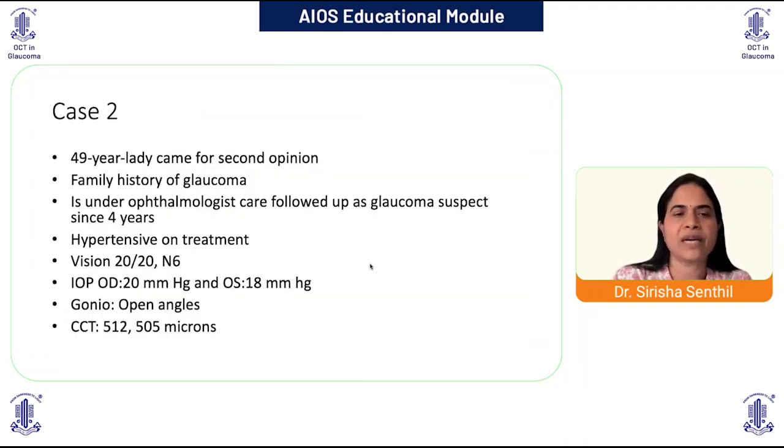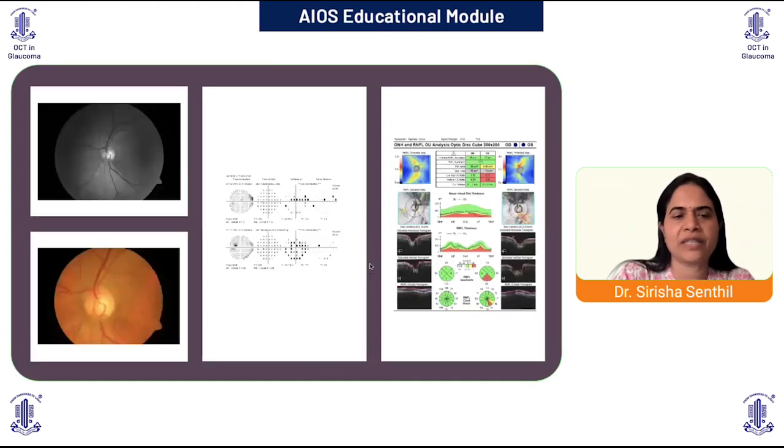Let us go through the other scenarios. A 49-year-old lady came for a second opinion, has a family history of glaucoma. Her brother is my patient as well. He's undergoing evaluation locally as a glaucoma suspect, and she's a known hypertensive on treatment. Visual acuity was normal. The intraocular pressures were always borderline and she has an open angle. The central corneal thickness is of an average corneal thickness.